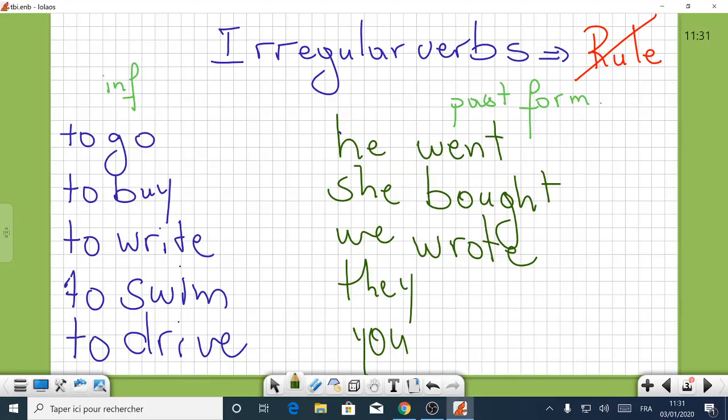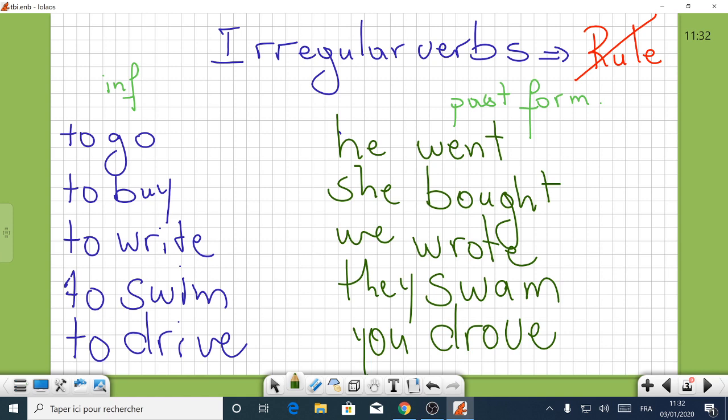Let's take the verb swim. They swim becomes they swam. So this I here becomes A. And then let's take the verb drive. It becomes drove. So what do we have here? We cannot apply a rule. They are just irregular verbs which should be remembered by heart. And of course, by practice, by speaking, by listening, and by reading, we can remember them easily and without too much effort. So here we are, regular and irregular verbs in the simple past.